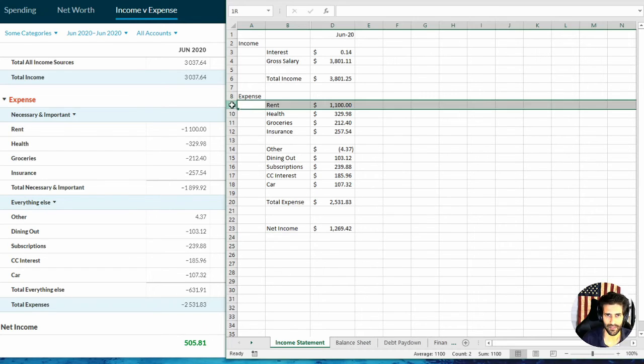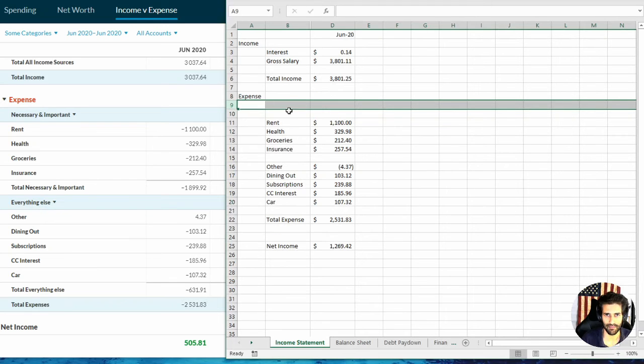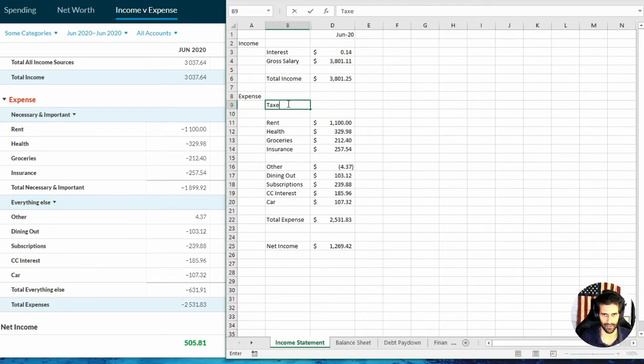That doesn't match. We forgot to add in the taxes. So I need to put taxes in its own special category up here, because the taxes that I paid for June were 418.82 plus 344.79. There we go. And now this net income matches. Total income, total expense. There's my net income.